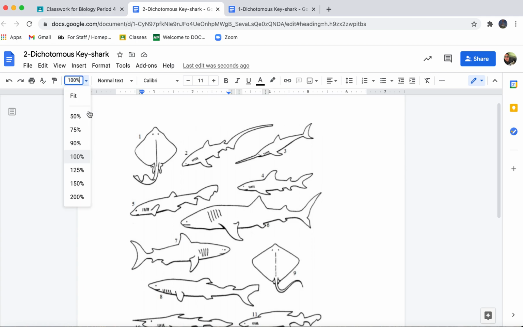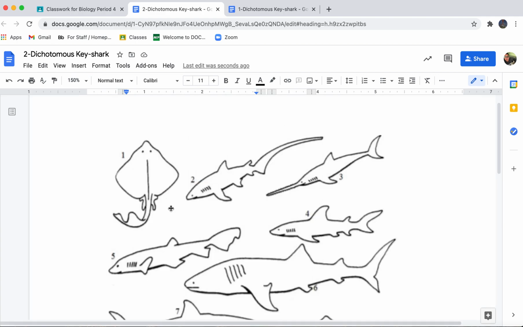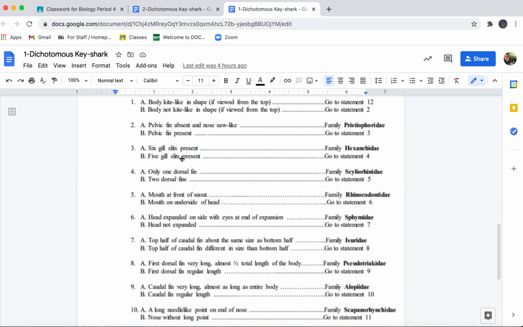If you can't see it, we can always zoom in and count them. 1, 2, 3, 4, 5. So we know that we have 5 gill slits present. This is saying go to statement 4. Statement 4, only one dorsal fin or 2 dorsal fins.